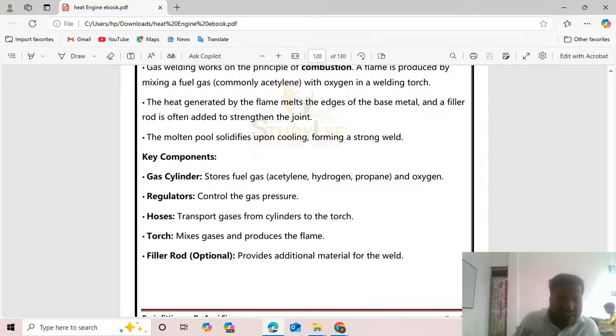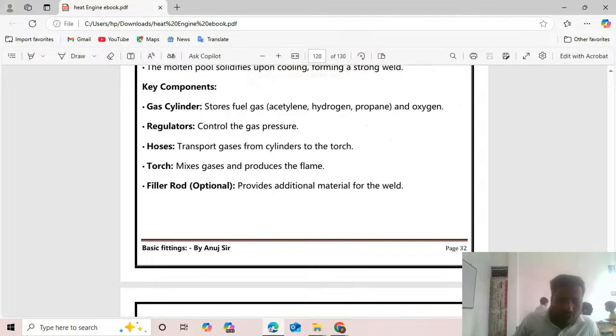So acetylene gas will be there. One flame will be very important. Key components are the cylinder, regulator, hoses, torch, and the filler rod. Here, the filler rod is important. It provides additional material for increasing the volume.